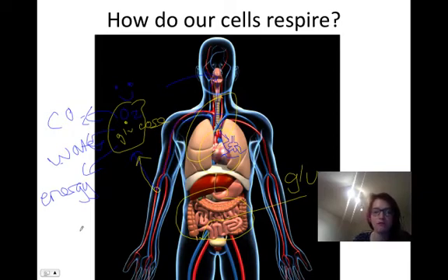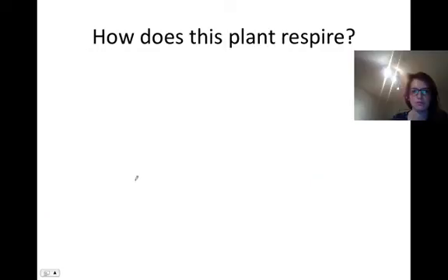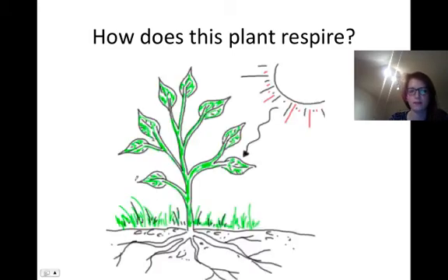So growth, repair, movement, reproduction, all of those different life processes, they need that energy from those cells. Now, okay, we need to think about plants. How does this plant respire? Well, this plant needs to get some oxygen. So how does it get oxygen? Well, the oxygen is going to diffuse into the leaves from the air, so it takes in oxygen.